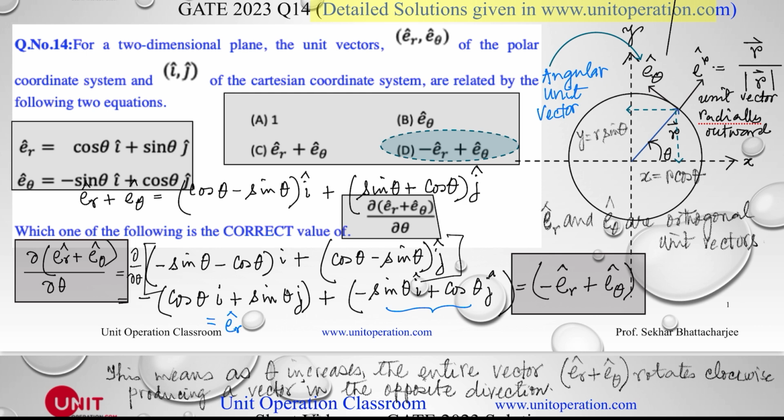When you take the derivative with respect to that, of course, this is what comes, because the derivative of sine theta is cosine theta, and the derivative of cosine theta is negative sine theta. Same thing right here. If you just lump them together, then we get this E_theta right here, and this is, of course, negative E_r. So this is very easy. Details, of course, are shown here. And therefore, we can say D is the correct option.